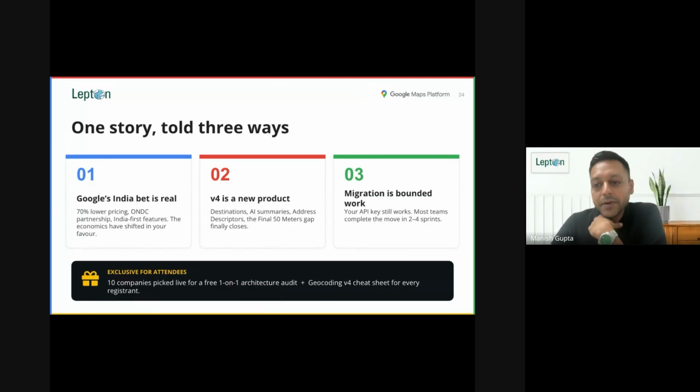And the third, migration, again, as Sushant mentioned, it is not that hard. It is very, very straightforward. Most teams should be able to complete it within 2 to 4 sprints. And to be honest with you, it is not a year-long project. It could be done within a week or two, and we will help you, as I mentioned.